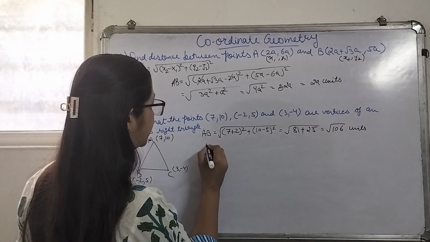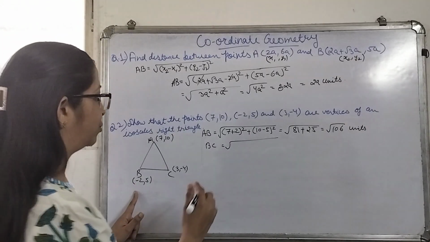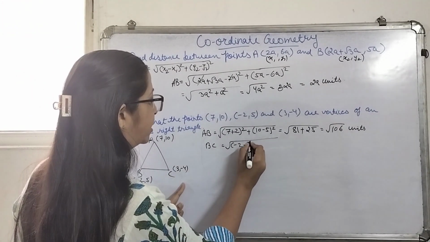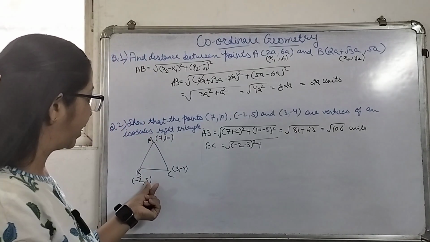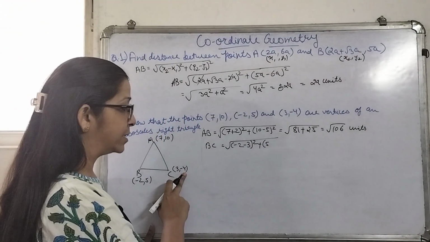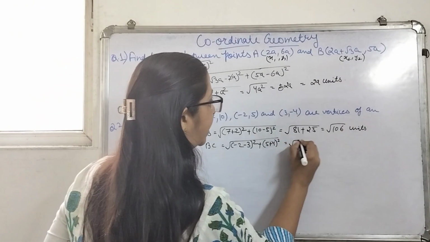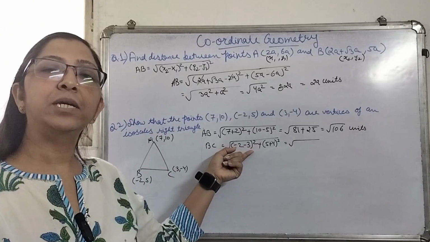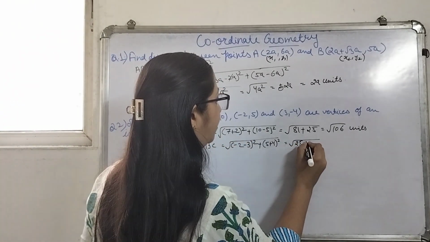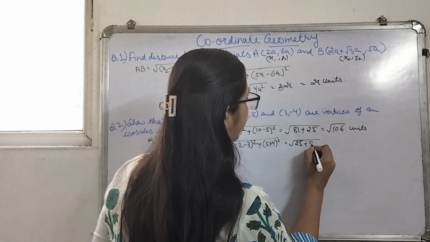Now let's see the distance BC. Over here minus 2, x2 minus x1, that is minus 3, whole square, plus y2 which is 5, minus, again a minus sign is there, so minus minus becomes plus 4 square. That will be minus 2 minus 3, which is minus 5, square is 25, plus 5 plus 4 is 9, and the square of 9 is 81.